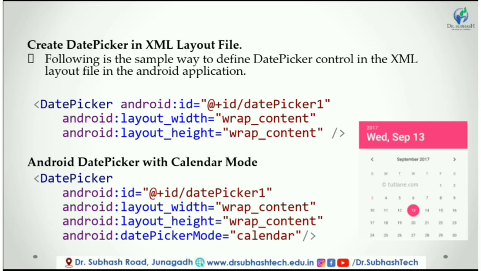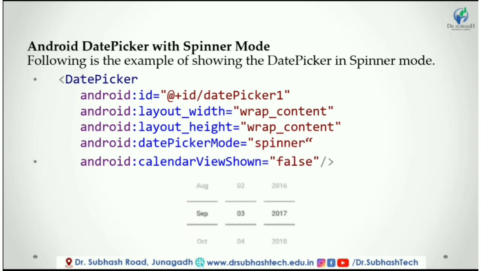We can define the Android date picker to show only calendar view by using the android:datePickerMode attribute. Following is the example of showing the date picker in calendar mode and how it looks is shown in the figure. If you observe the above result, we got the date picker in calendar mode to select the date based on our requirement.